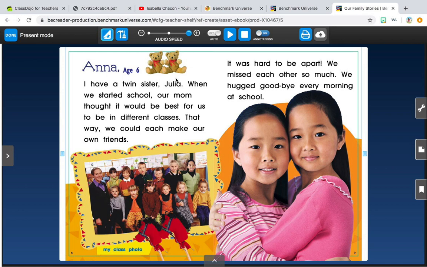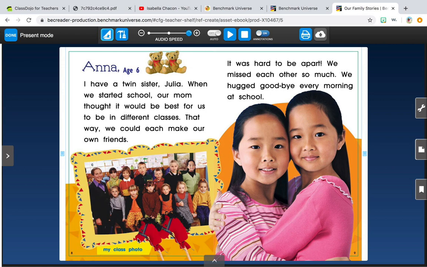Let's keep reading. When we started school, our mom thought it would be best for us to be in different classes. That way we could each make our own friends. Oh, so they put them in different classes so they could make their own friends. Because even though they're sisters and they could be each other's best friends, they need to have their own friends and be their own person.